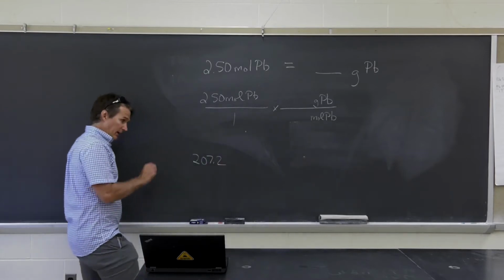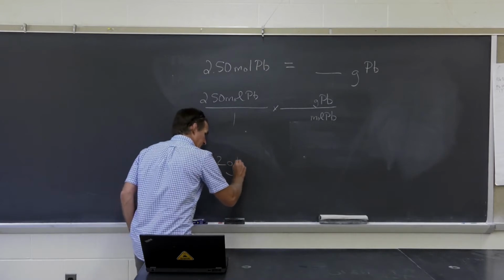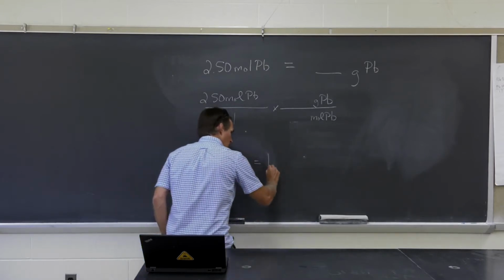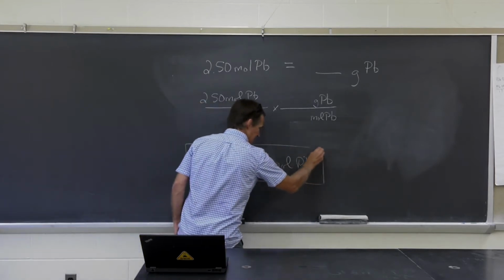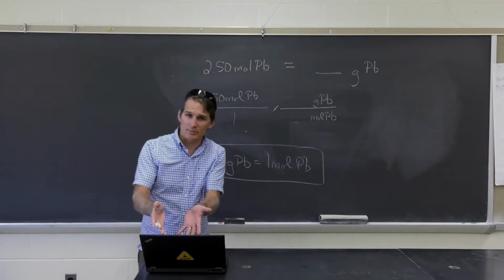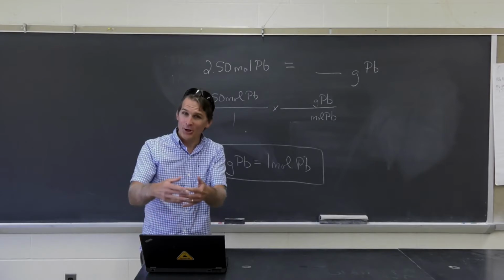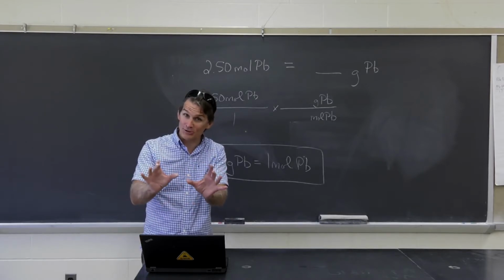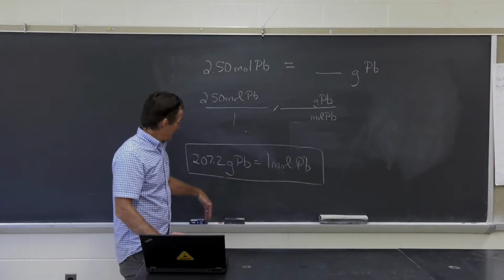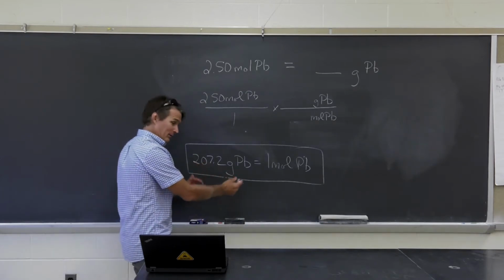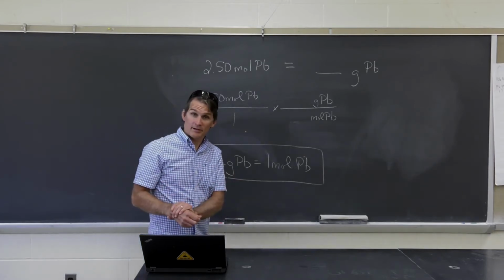207.2. And that 207.2 tells me that this many grams of lead is 1 mole of lead. I just want to pause and point that out for a second. When you have the periodic table, you have 118 elements, so you have 118 different conversion factors with the atomic weight. For every single element, we've got an atomic weight. Now I can write this type of equation for every single element in the periodic table.